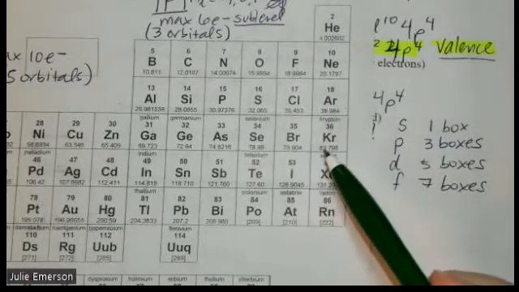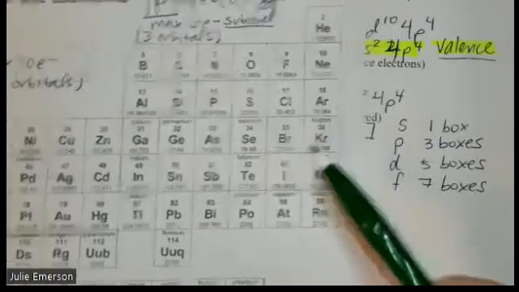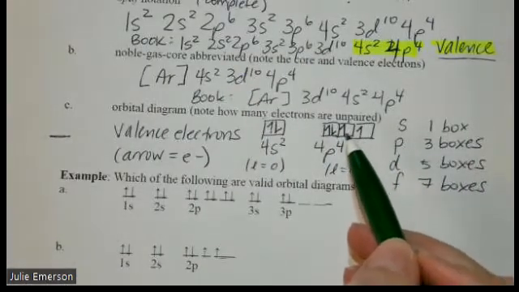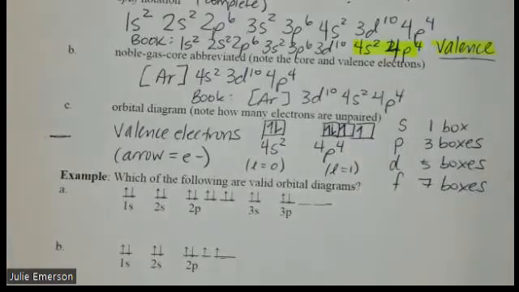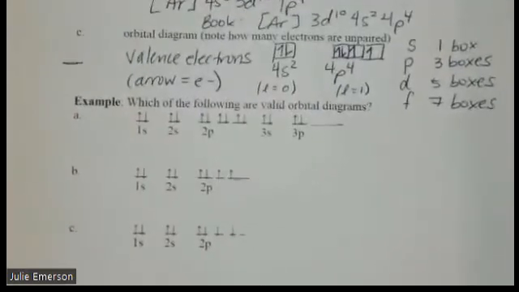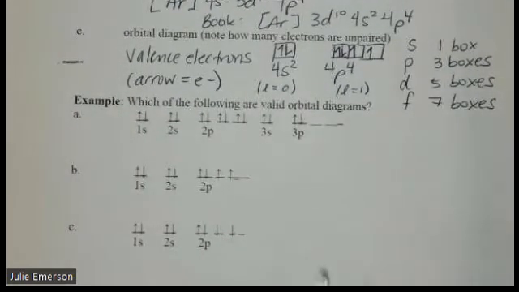So selenium really wants to look like krypton. So even though electrons don't like pairing with each other, if it can pair and get to that p6, it's extremely stabilizing, right? So that'll come up more later. All right, so the next thing is with the examples, I've got different orbital diagrams, so just going through the rules we just talked about.